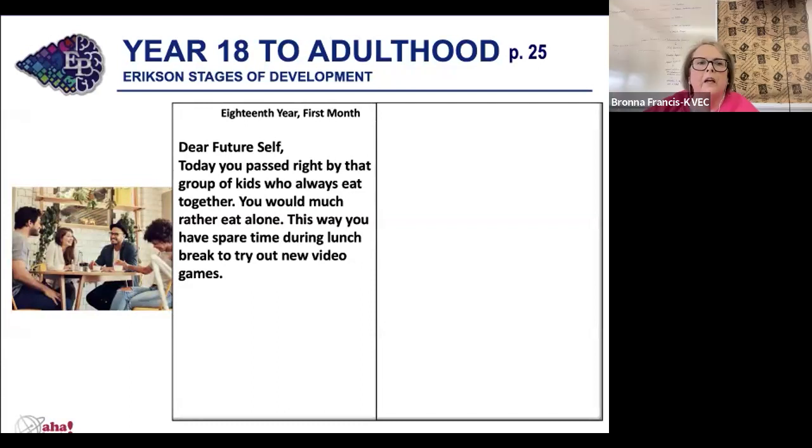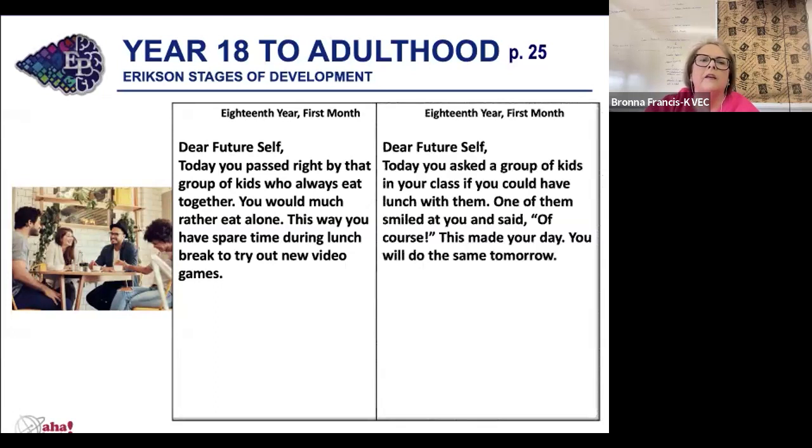Year 18 to adulthood. Dear future self, today you passed right by that group of kids who always eat together. You would much rather eat alone. This way you have spare time during lunch to try out new video games. Dear future self, today you asked a group of kids in your class if you could have lunch with them. One of them smiled at you and said, "Of course." This made your day. You will do the same tomorrow.